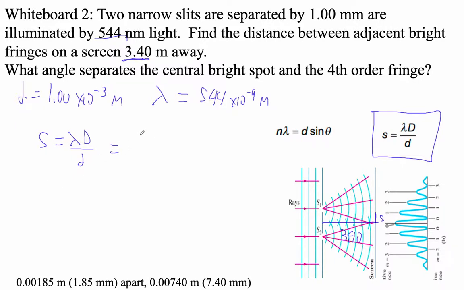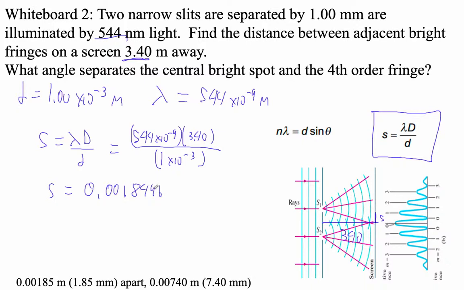So s is equal to 544 times 10 to the minus ninth, and then 3.40, and then divided by 1 times 10 to the minus third. Let's see how big that is. So 544 e minus 9 times 3.4 divided by 1 e minus 3. And I'm getting that that distance is 0.001846.